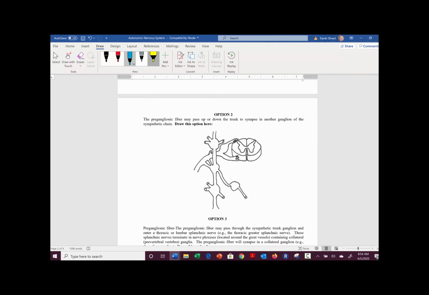And in option 2, the preganglionic fiber can go up or down the trunk. Now, I'll remind you, white communicating rami are only found at levels of T1 through L2. That's the only place where we find them. Those are the entrance into the sympathetic trunk. But clearly, you have involuntary effectors that need to be reached in your face, right? That is clearly superior to T1.